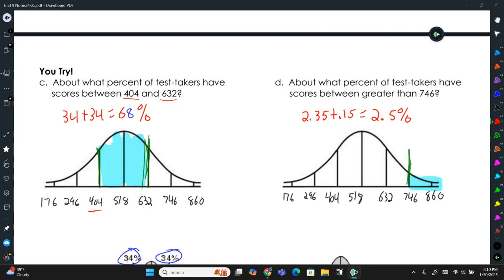So, for example, what if in letter C right here, we wanted what percent of test takers scored between 400 and 600? Well, those are not clean values on our curve or chart right here, so we would use z-scores to do that. A z-score of -1 would mean that your data is one standard deviation smaller than the mean, and a z-score of +1 would be one standard deviation above the mean.